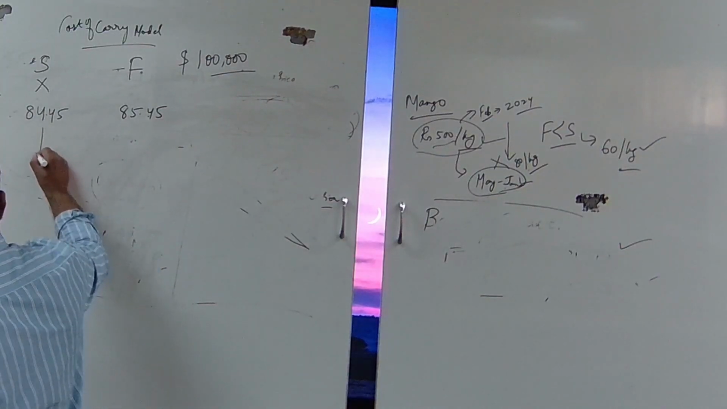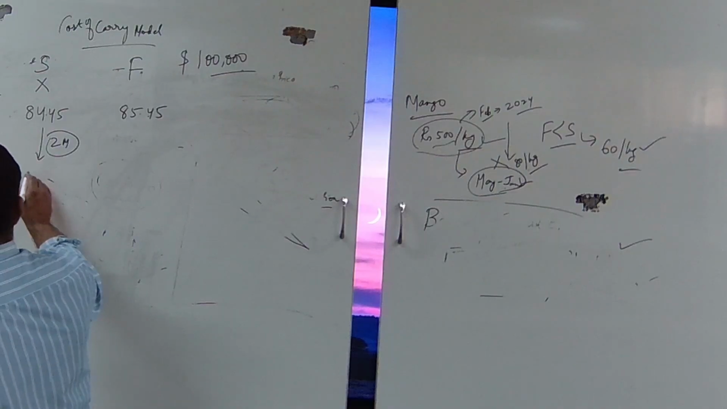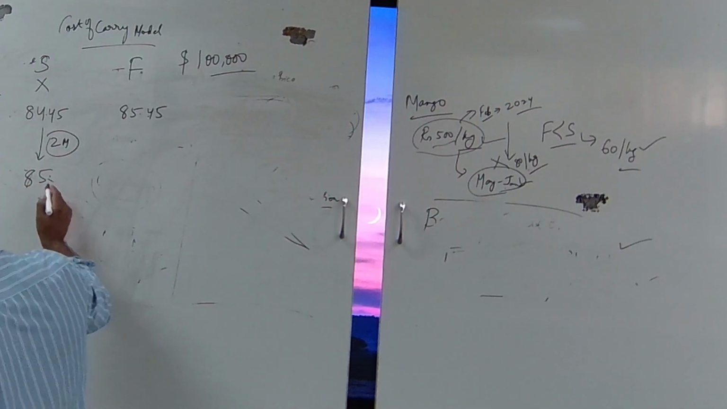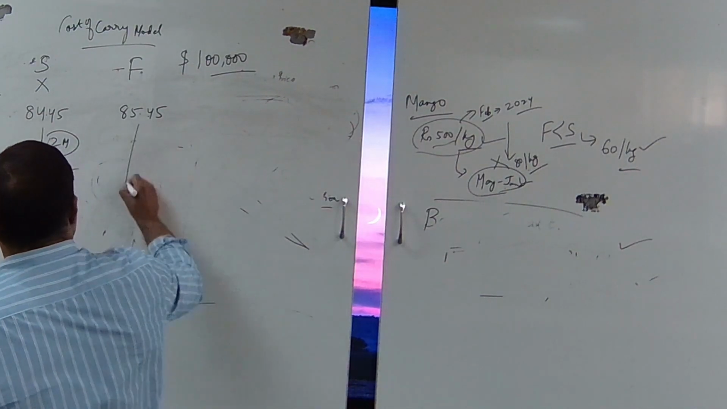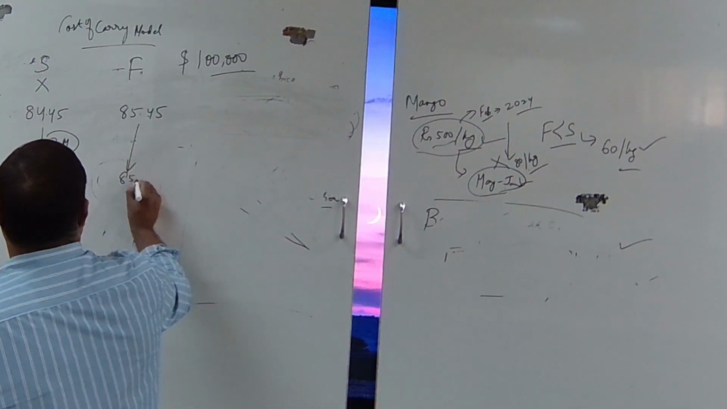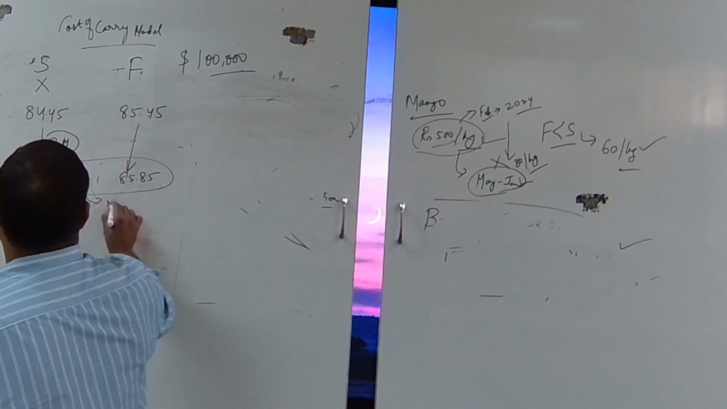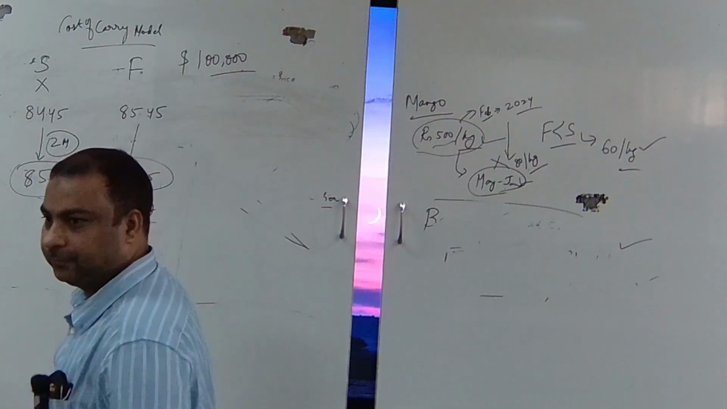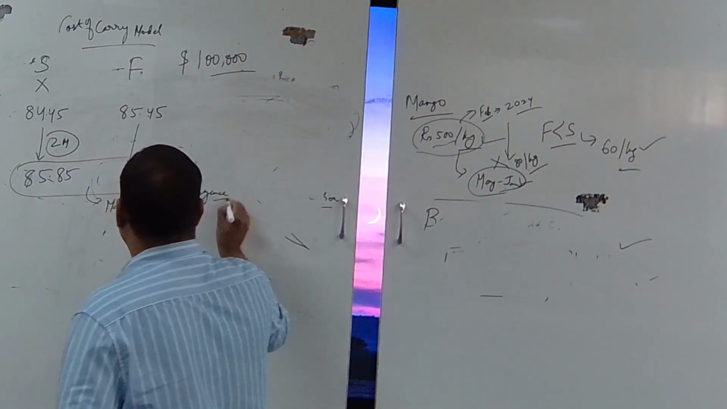Now after 2 months the price is going, expected price है ये 85.85, and the future price is again the same 85.85. This is the maturity time. Are you agree with me or not? This is your convergence.